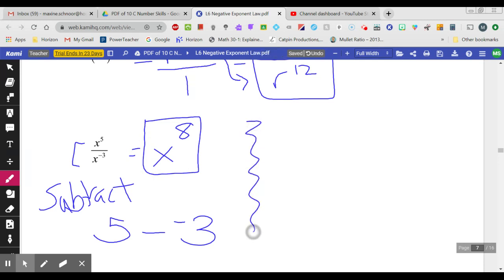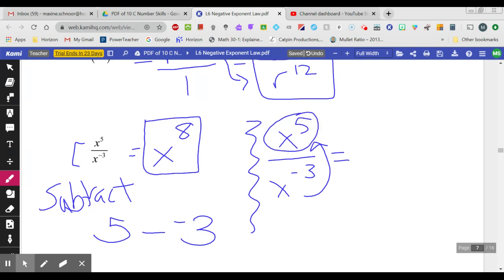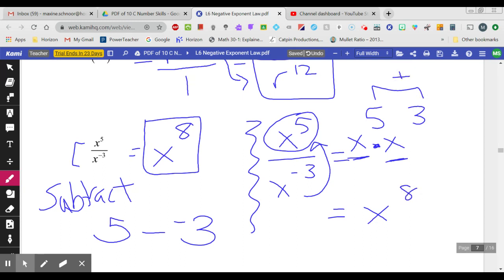Now here's another way you could have done this question. You could have seen that you have a negative exponent on the bottom. So you could have gone, hey, I know what to do with that. I'm going to bring it to the top. So the x to the 5 is already positive. Leave it alone. The negative 3 is going to come to the top now, and it's going to become positive 3. So now you've got two x's on the top. They're multiplying. So what do you do with the exponents? You add them.